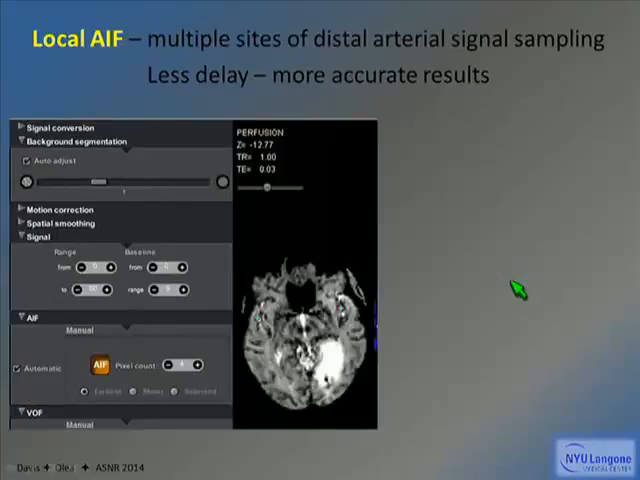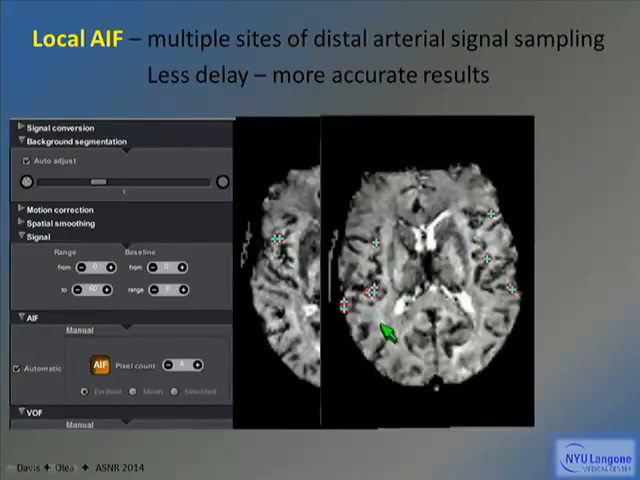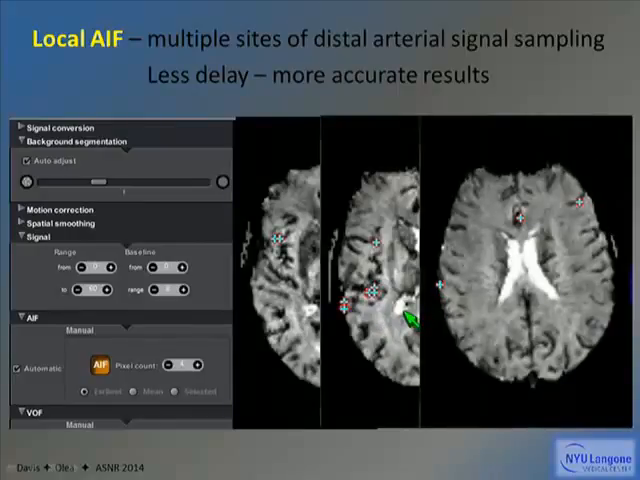A better way of doing this is to measure lots of AIFs all through the brain. And we can see here, on the Sphere 2.3, Sphere 2.2 product, all of these X's indicate areas in which we are measuring the arterial input function. So we don't have one arterial input function, we have dozens of arterial input functions. And what that does is it gives us a more uniform view of what the true arterial input function is in the brain. We're measuring the AIF closer to the tissue.